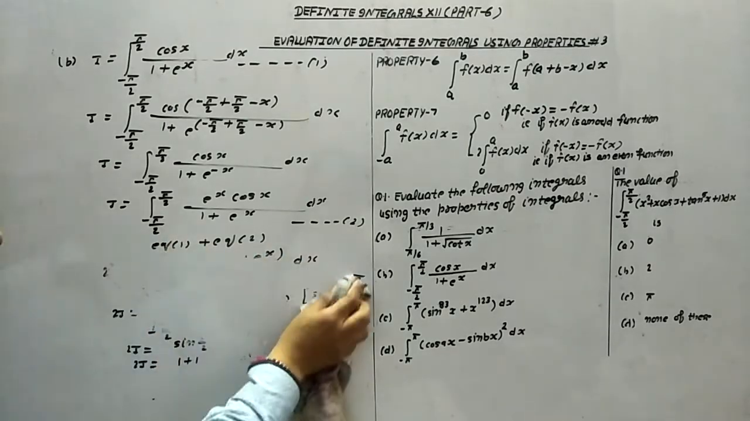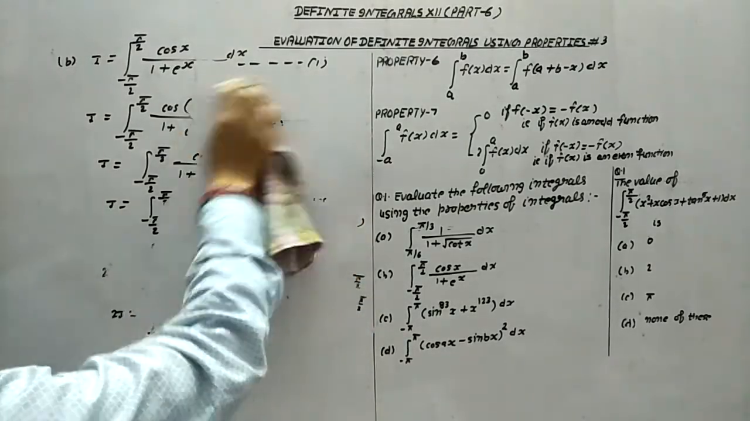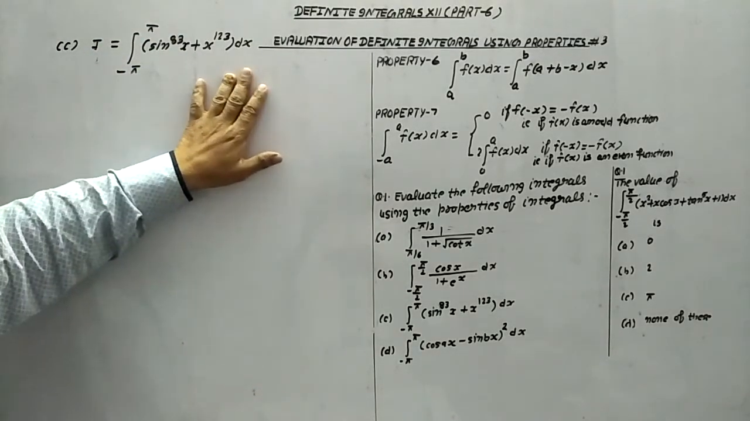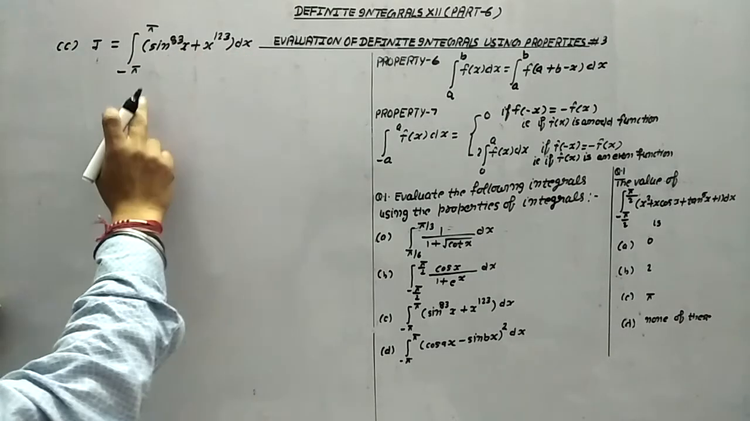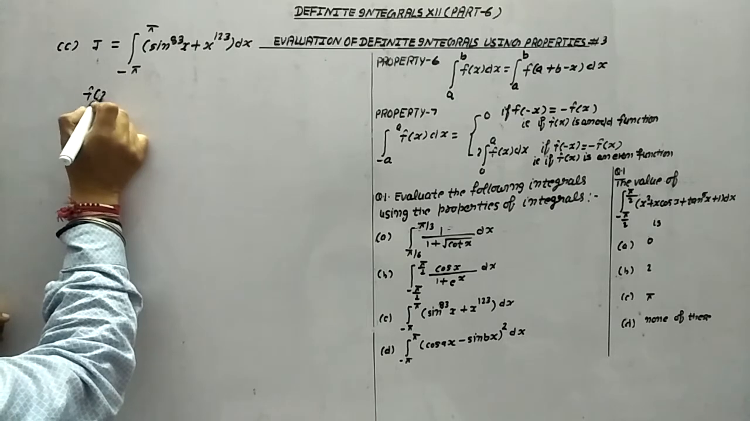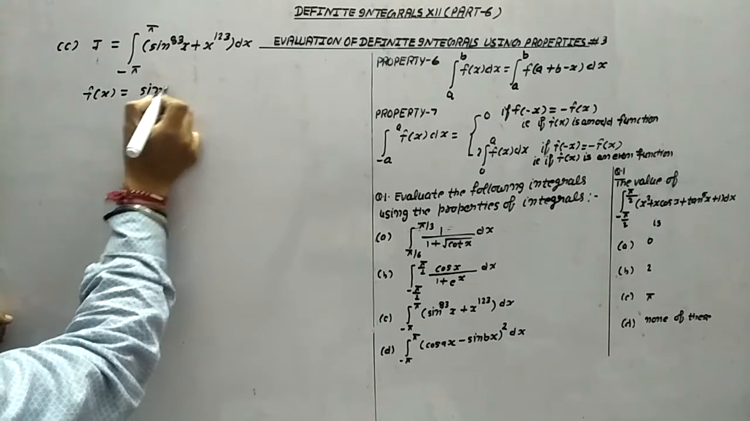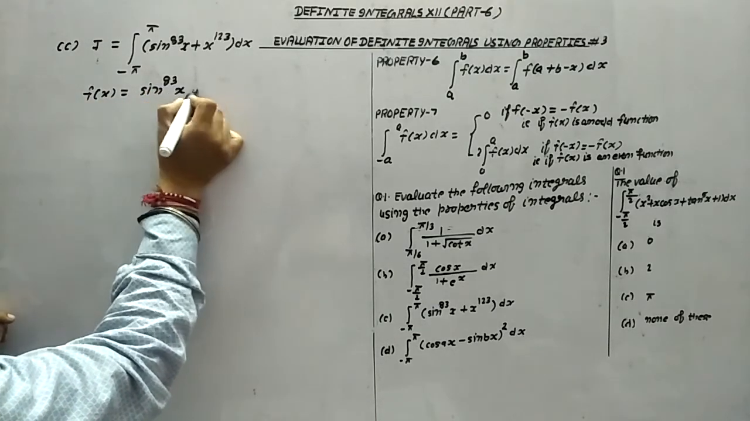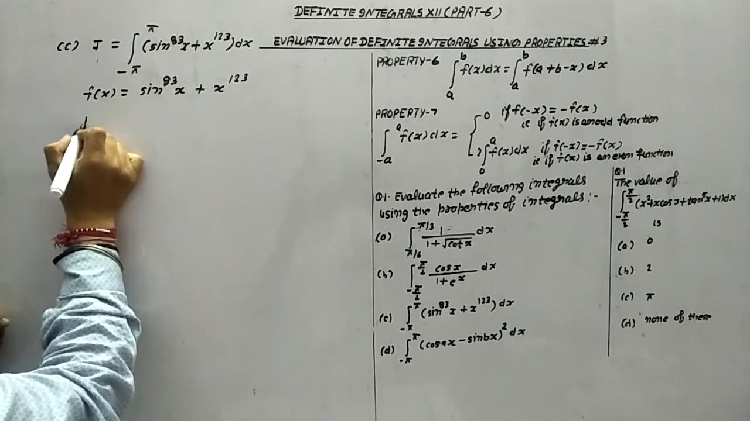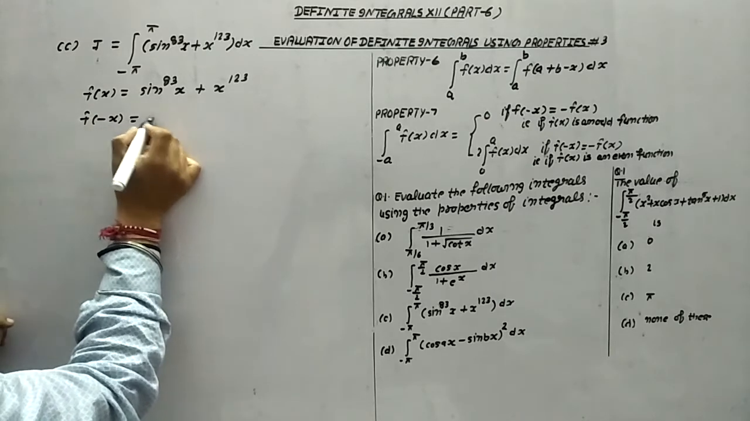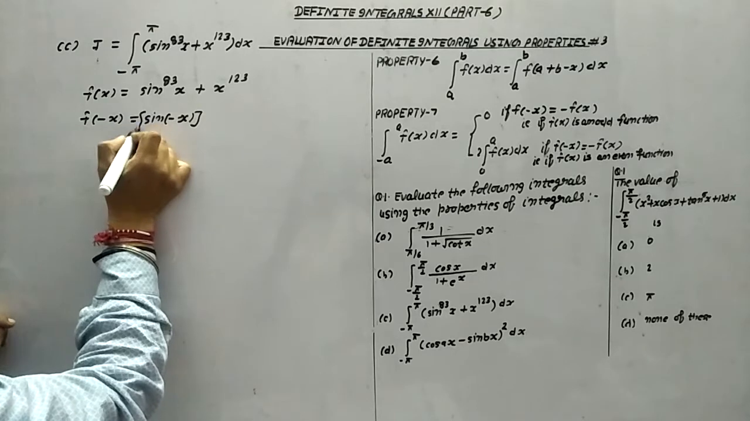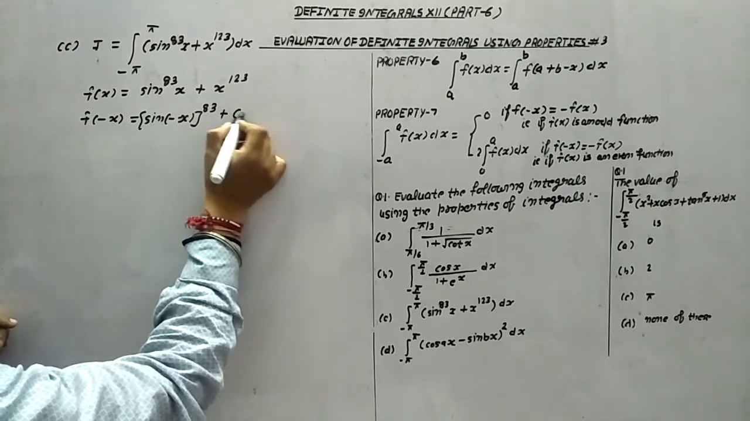Now let's start with the solution of this C part. In this question we have to evaluate this integral. Because we are observing minus pi to pi, first of all we will consider f(x) equals sin raised to power 83 x plus x raised to power 123. Now we will find f(minus x). F(minus x) means sin of minus x whole raised to power 83, plus minus x whole raised to power 123.